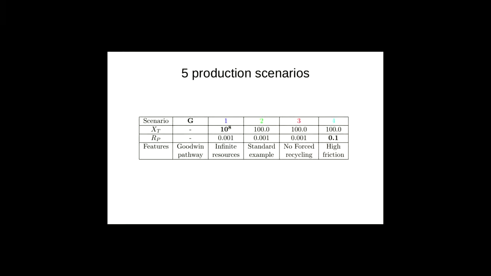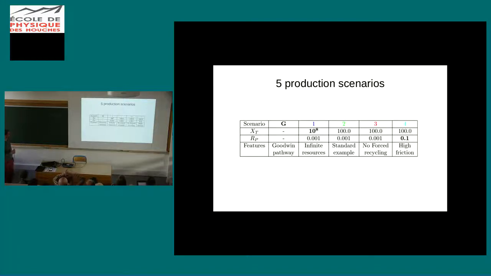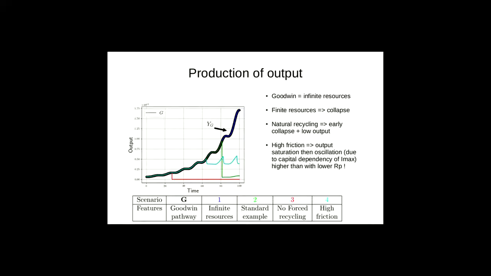And we are showing here different production scenarios, in order to see what the consequences of the finite quantity of resource are. The first two are in fact business as usual. The first one is a Goodwin model without any connection to a resource cell. The second one should be the same as the first one because we have a quantity which is huge. Then we are discussing three typical states. We have a standard example which does not need any comment, I think. Here we force no forced recycling, so there is only the natural recycling. And here is a system with a high friction. And I keep the color code.